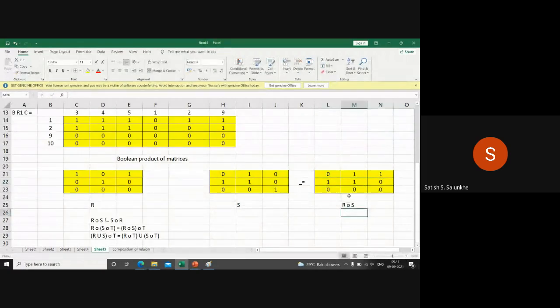It is everything is just a simple matrix multiplication in terms of Boolean product of matrices, when the relations are represented in terms of matrix, and the operation that we are performing is composition operation between R and S. So R composition S is this. It is simple matrix multiplication. So this topic is over. Let us go ahead.